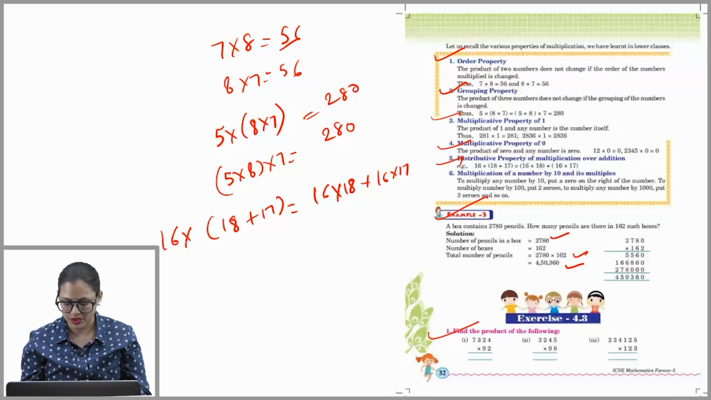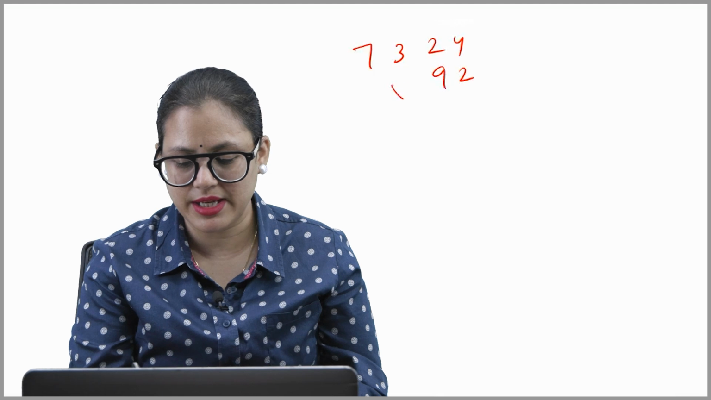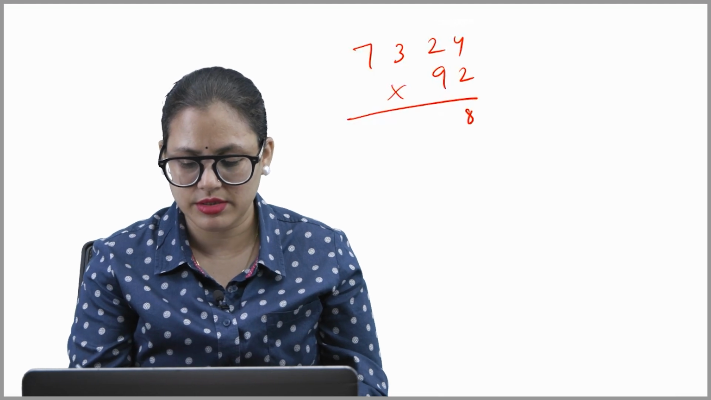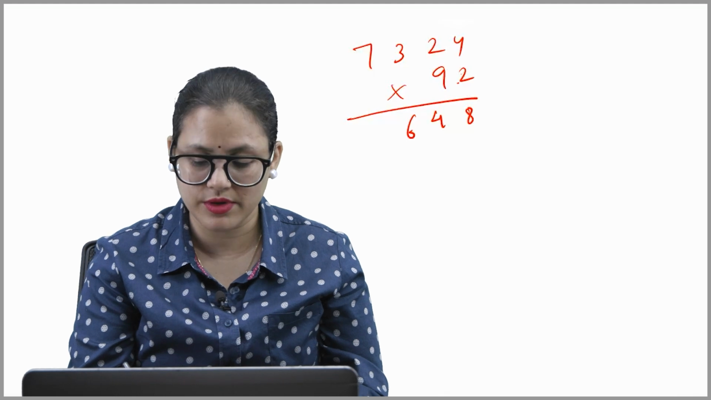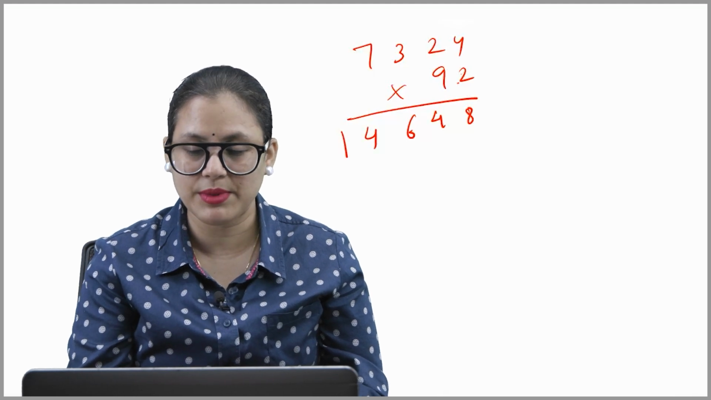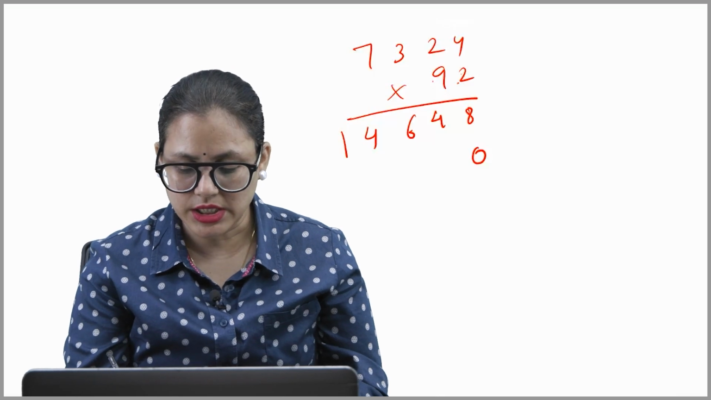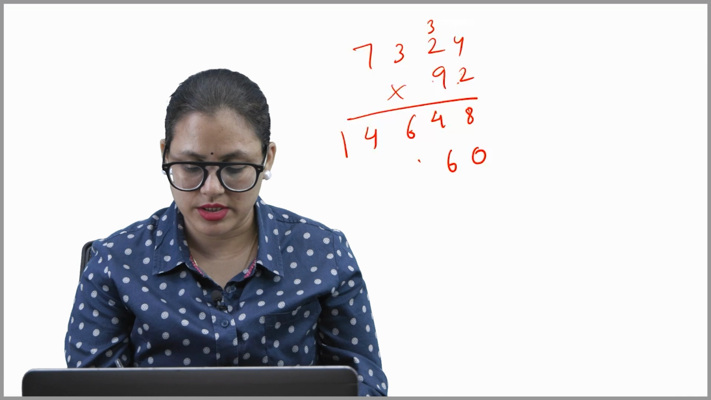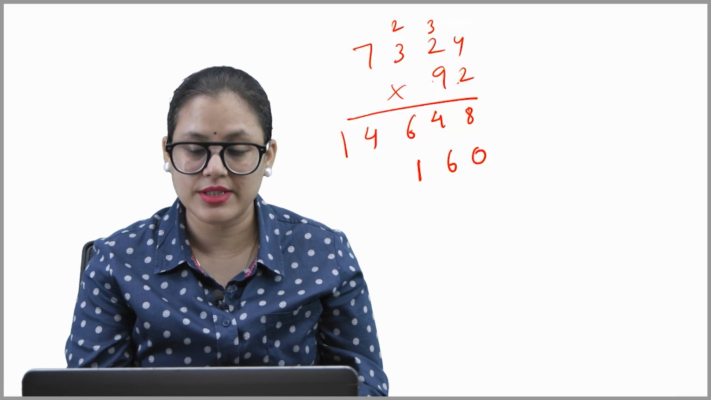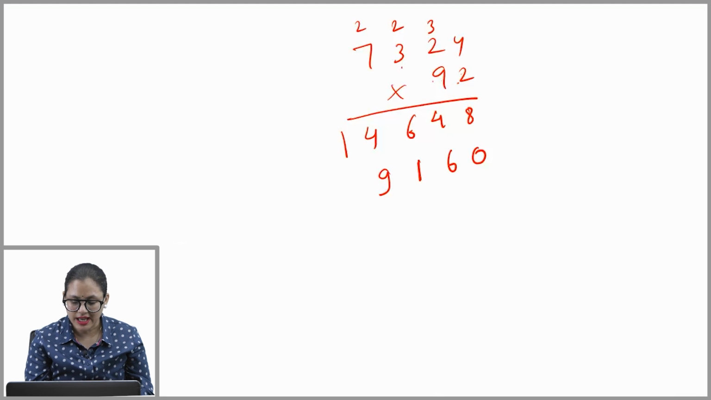Okay. Let's do it. 7324, and you have to multiply this by 92. 2 4s are 8. 2 2s are 4, 2 3s are 6, and 2 7s are 14. Okay, now you have to multiply by 90. So you will put here a 0 and then multiply by 9. 9 4s are 36, 3 carry. 9 2s are 18 plus 3, 21, 2 carry. 9 3s are 27 plus 2, 29, 2 carry. 9 7s are 63 plus 2, 65.